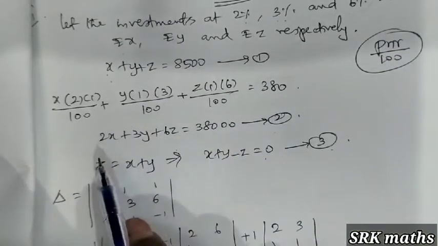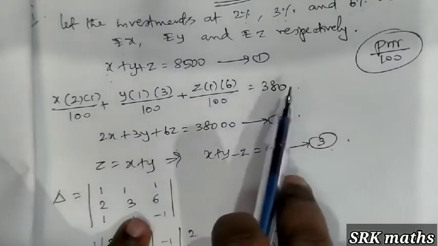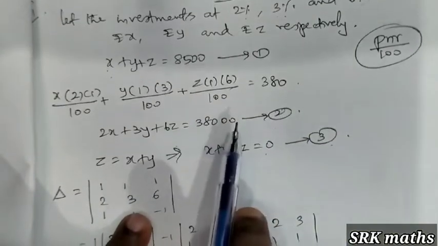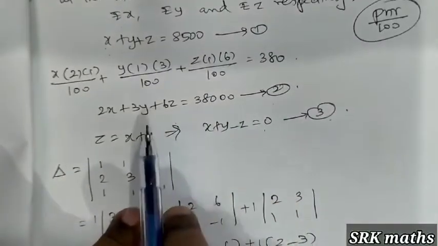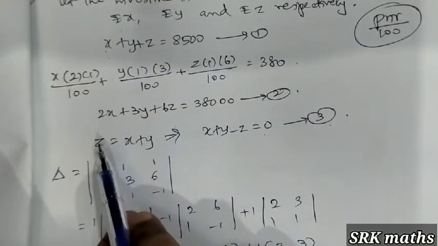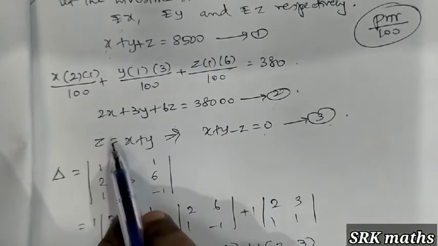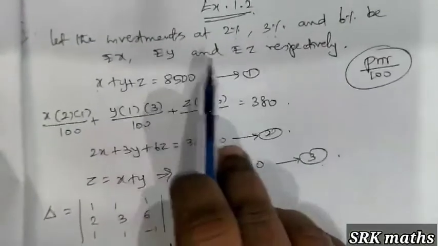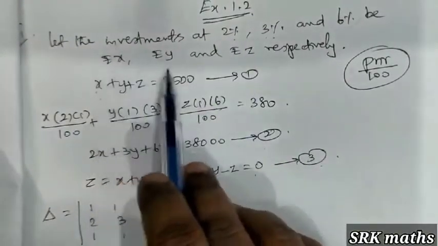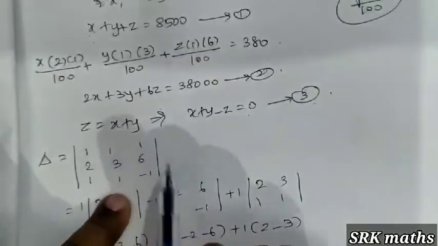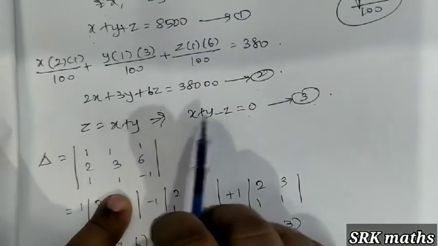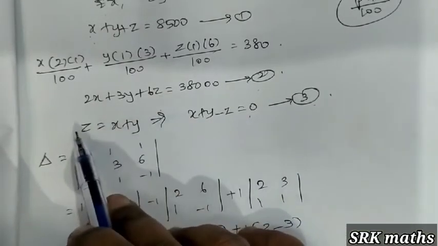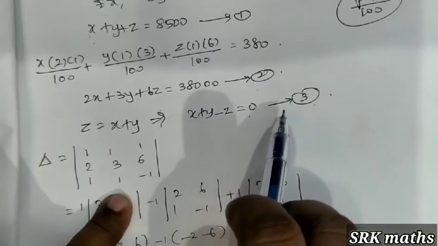Multiply throughout by 100 so that you will get 2x plus 3y plus 6z equal to 380,000. Already 380 is there. If you multiply it by 100, 000 will be there. That is the second equation. And another data is given in the question, that is, the investment in the third account z is equal to the sum of the other two investments, that is x plus y. Okay, the third investment is equal to the sum of the other two investments x and y. So x plus y. You can bring this z to the right side so that it becomes x plus y minus z is equal to 0. If you take this z that side, minus z, the left hand side becomes 0. That we can write like this and make it equation number 3.